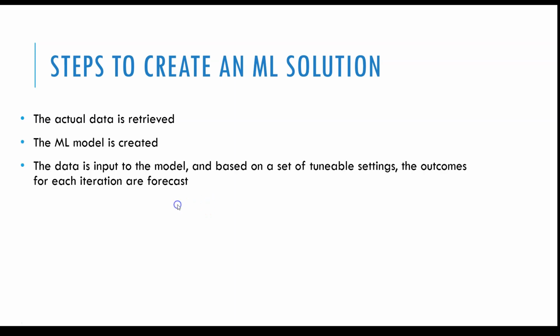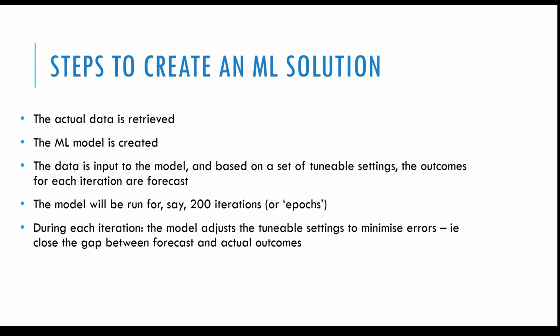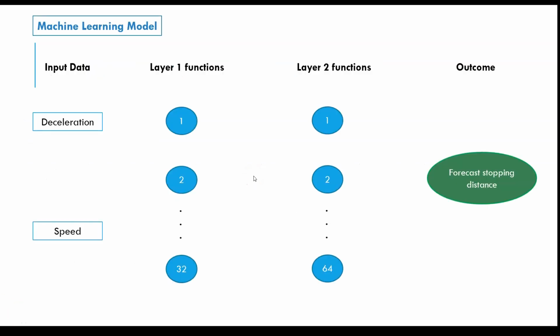We then create the ML model. We feed this data into the model. We'll run this for about 200 iterations, or epochs to give it its correct term. The idea is that with each iteration, we close the gap between forecast and actual outcomes, i.e. we reduce the error. This is a diagram of the machine learning model that is being used.